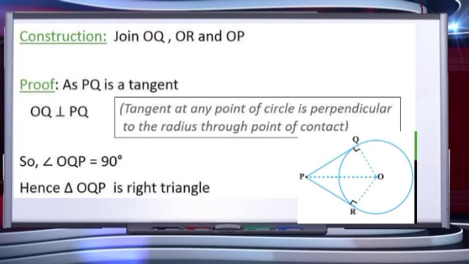I am again repeating the same. In the triangles PQO and PRO, OQ is equal to OR, radius of the same circle. PO is equal to PO, common to both the triangles. Angle PQO is equal to angle PRO, equal to 90 degrees, which is also given to us. So by RHS both the triangles are congruent. If the two triangles are congruent, by CPCT PQ will become equal to PR.